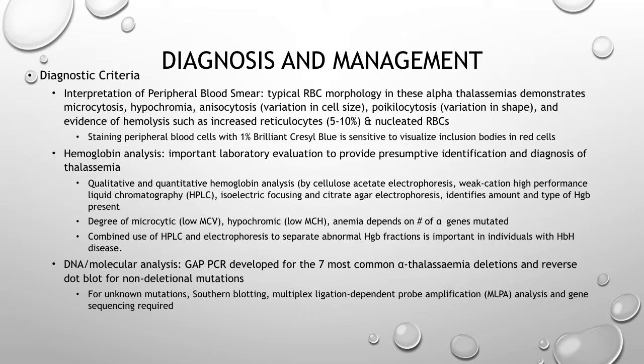The staining of peripheral blood cells with 1% brilliant cresyl blue is sensitive for visualizing the inclusion bodies that are seen in red cells. The microcytes can be evaluated by comparing the size of red blood cells with those of small lymphocytes. And hypochromic red blood cells are those with an increased diameter of central pallor, which is more than 1/3 of their diameter.